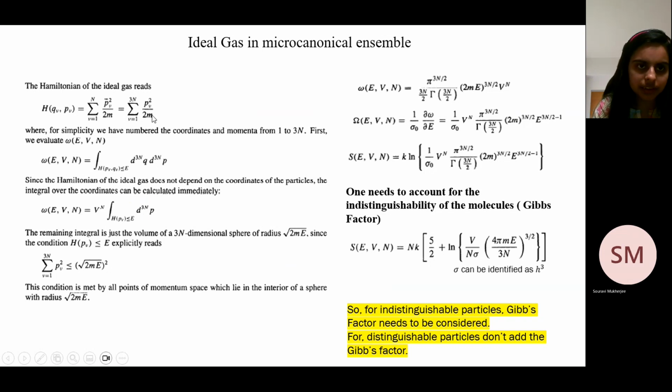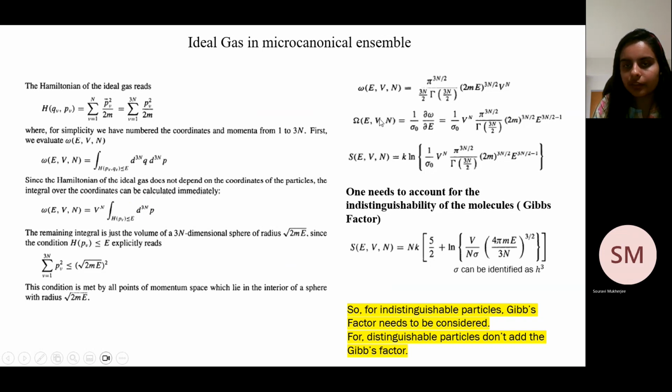Because your Hamiltonian only depends on momentum, you have this d3nq outside the integral given as V to the power n. But then now you have to find this integral. And this is actually the volume of a 3n-dimensional sphere of radius root over 2mE. So if you use the formula we were just talking about, this would give you this expression for omega, where omega is the number of microstates that can lie for H less than or equal to E.